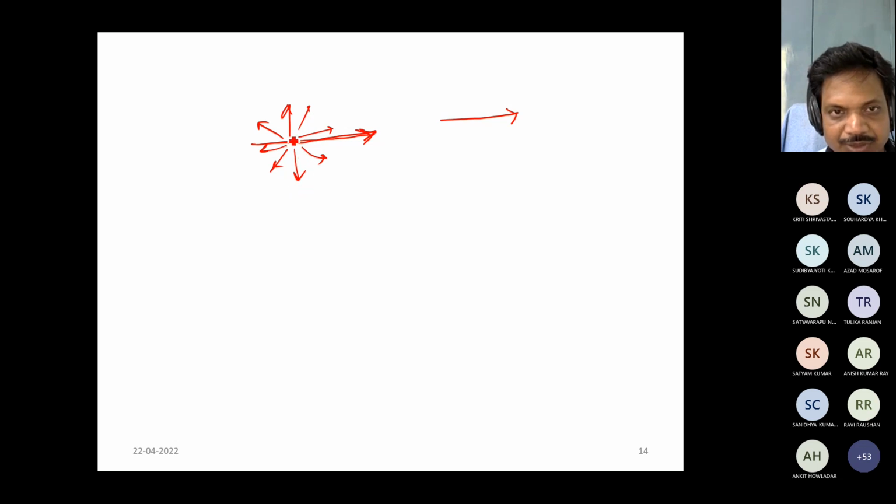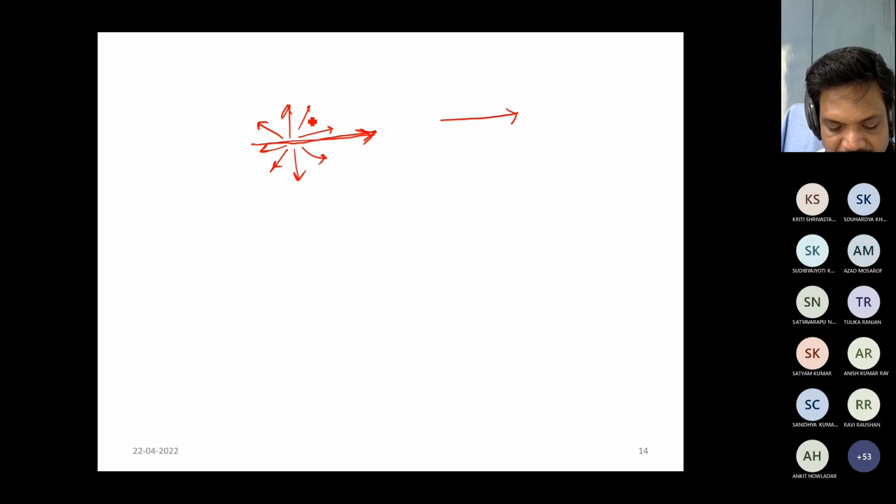Can you see my annotation here? What I have drawn here? Yes, sir. Okay. Yes, sir. So then, what would be the resultant current flow along this direction? This is nothing but the vector sum, resultant vector sum along this direction. And what would be the resultant vector sum along this direction?